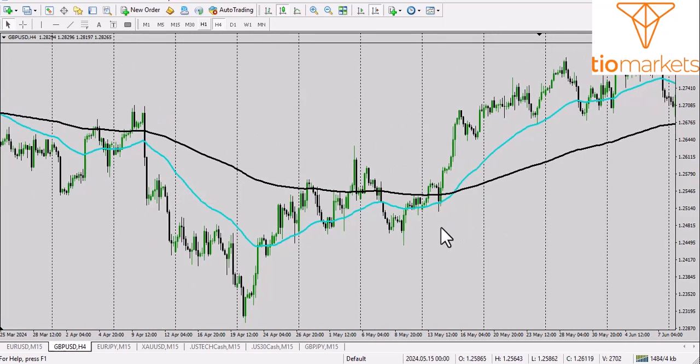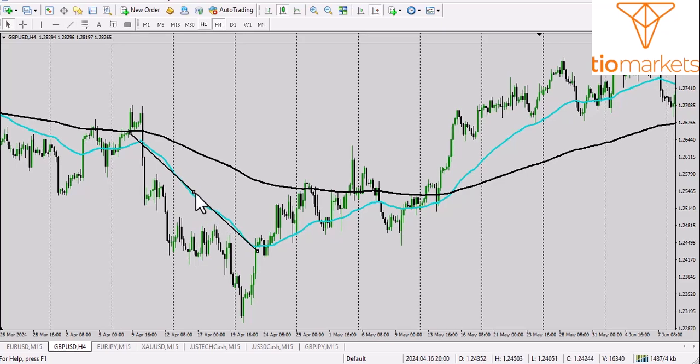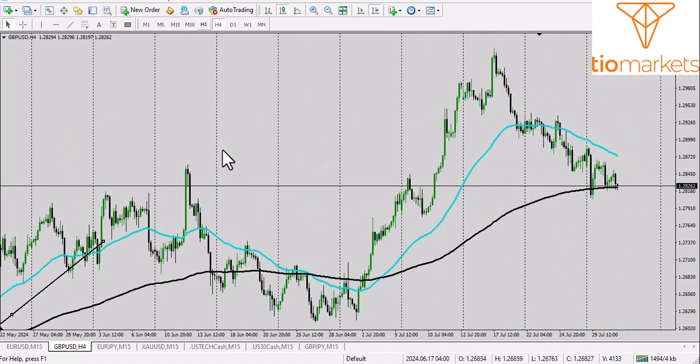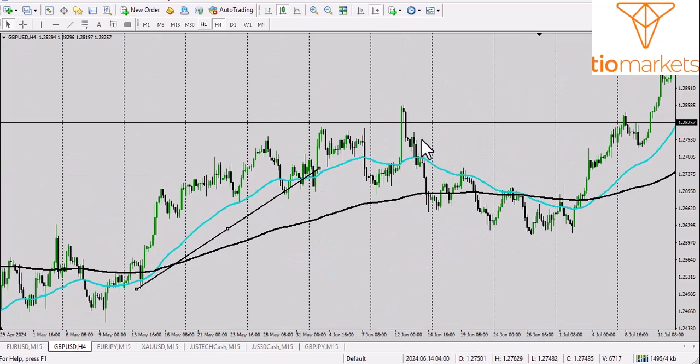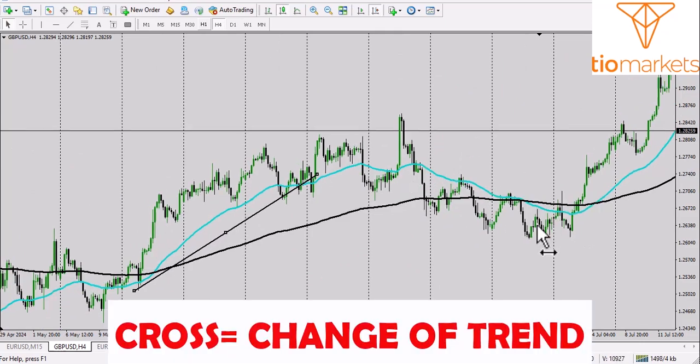So what do you do with the moving averages? It's very simple. You just have to understand when the moving average is above price action like this, you should be looking for sell positions on the lower time frame. And when the moving average is trading below the price action like this, you should be looking for buy positions, because this is an uptrend on the lower time frames. And as you see, whenever price crosses a moving average and goes above, it signifies a change of trend.